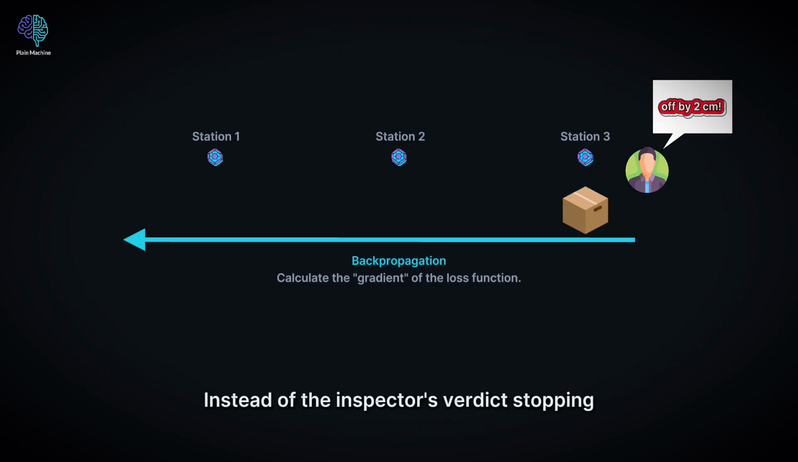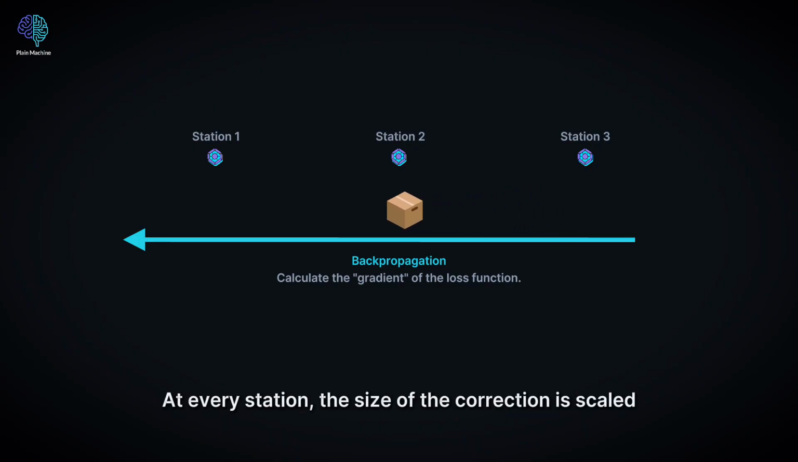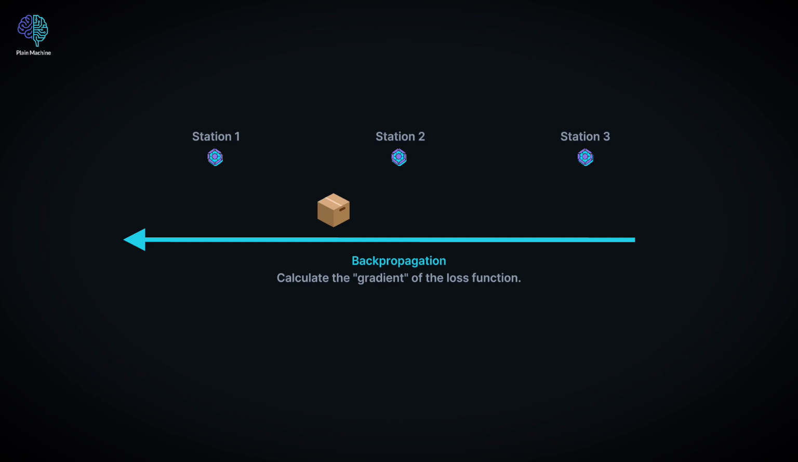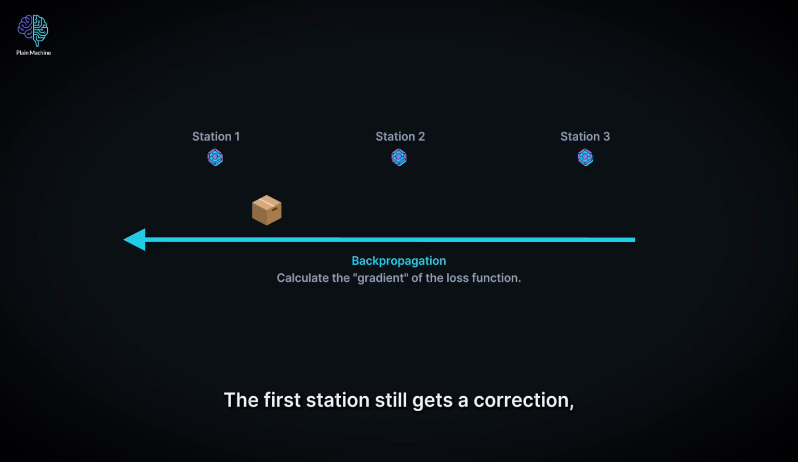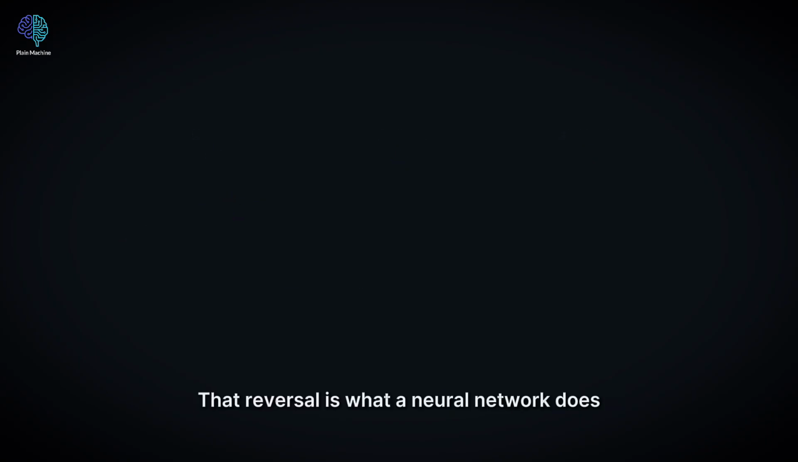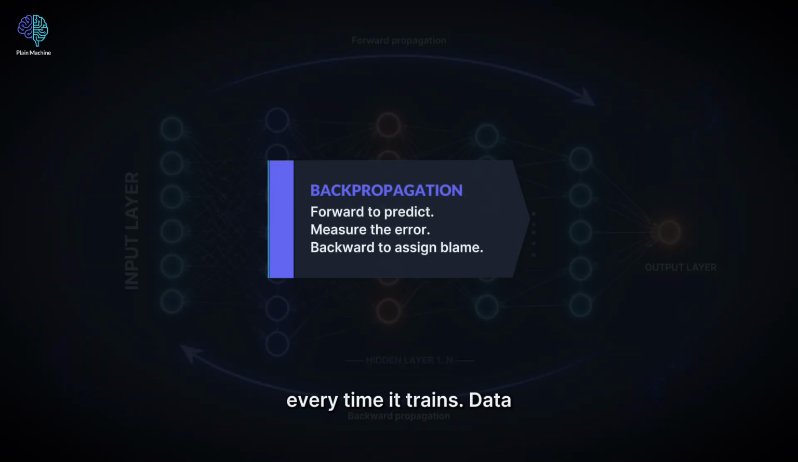Now imagine you could reverse the flow. Instead of the inspector's verdict stopping at the last station, it travels backward through each one in turn. At every station, the size of the correction is scaled to how much that particular station actually contributed to the final error. The last station, closest to the inspector, gets the clearest signal. The first station still gets a correction, just a smaller share of it, reduced by everything that correction passed through on its way back. That reversal is what a neural network does every time it trains.